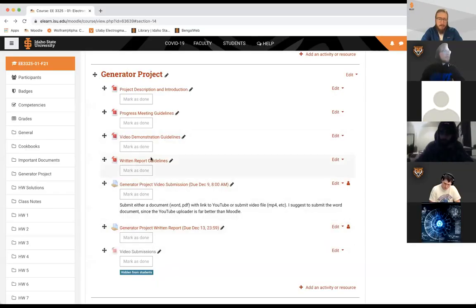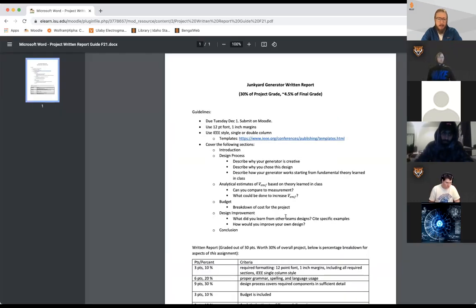So just so you all know what I'm talking about, if you go to this written report guidelines, it has more details. You should have these sections in the conclusion. The IEEE style might have different sections like methods and results, but you can just substitute these sections in, contained within an introduction and a conclusion. If you would like, you can write an abstract, but you don't need to.